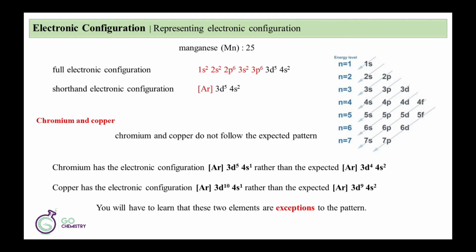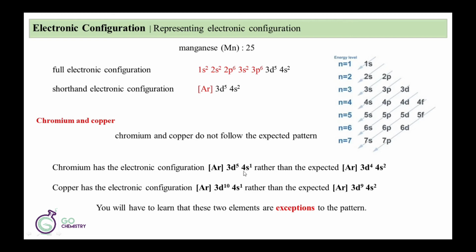Now, for chromium and copper, these are actually exceptions. So if we want to write the electronic configuration of chromium, for example, it's expected to be as you can see here, which means argon followed by 3d4 4s2. But actually, its electronic configuration is written like so: argon 3d5 4s1. In this case, we will be filling the 3d5 before 4s1. Actually, this is due to the fact that those two subshells are so close in energy, and also to the fact that this electronic configuration is more stable than the other one.